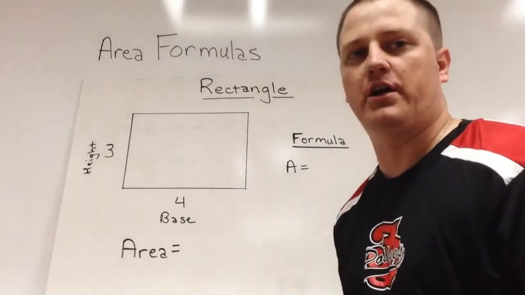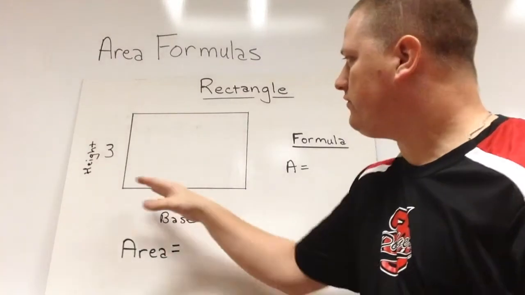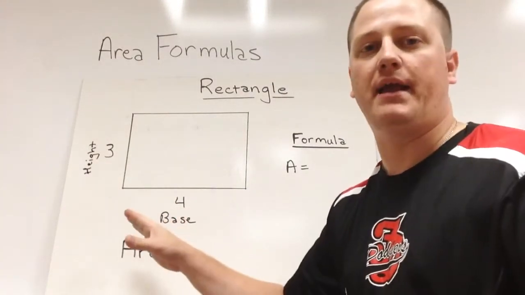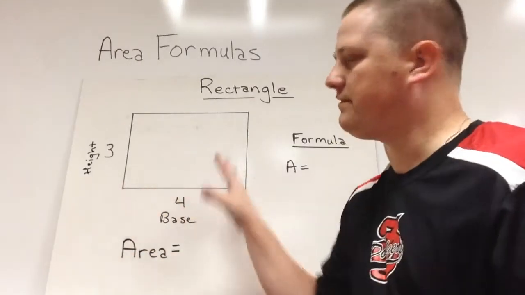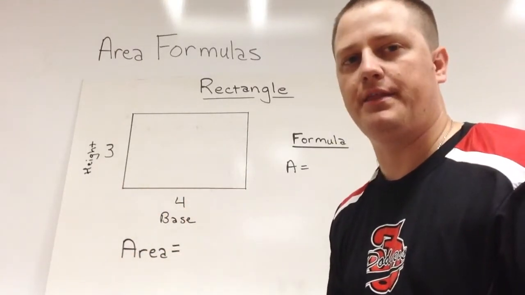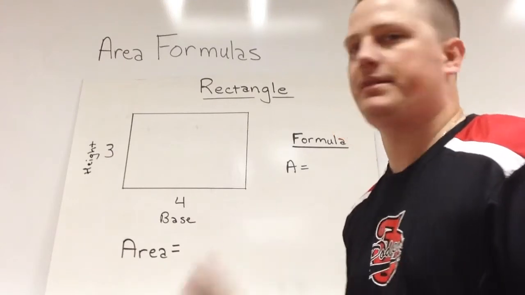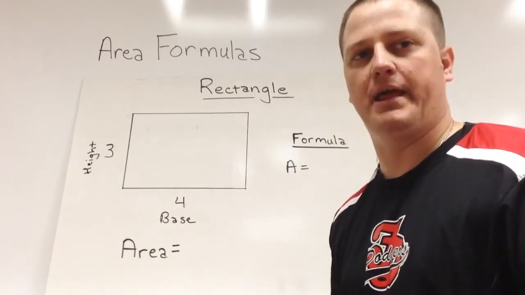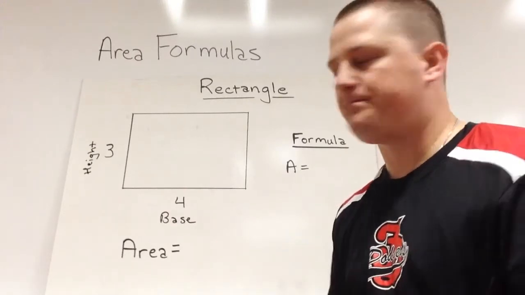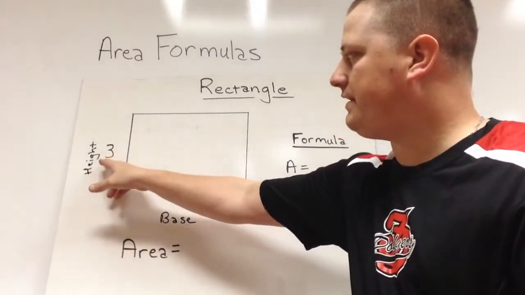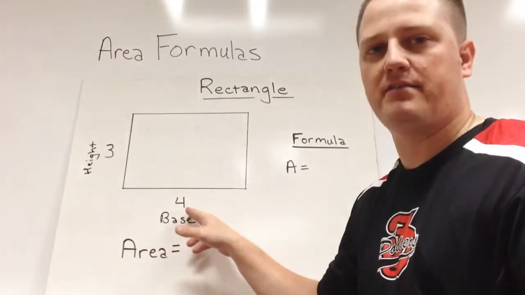Now, we're going to start with a rectangle. I haven't marked it as a right angle to prove that this is a rectangle, but we're going to say that it is, just because I'm going to do a little bit more drawing on this. Some of you may already know what the rectangle formula is, but I want to explain why it is what it is. So here I've labeled the height as 3 and the base as 4.